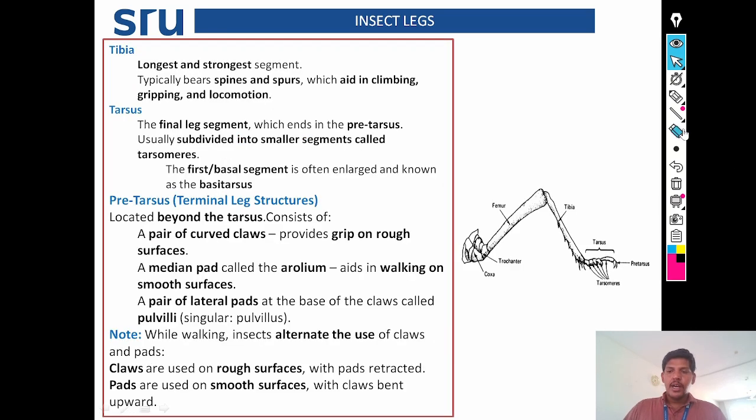Next come to tibia. So this is the tibia. This is the longest and strongest segment of insect leg. It typically bears spines and spurs, which aid in climbing, gripping, and locomotion.